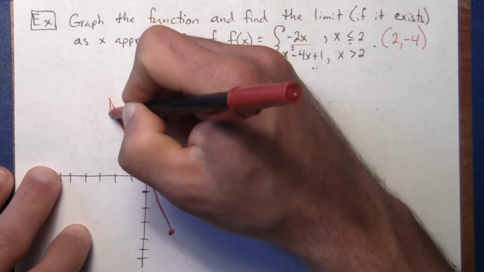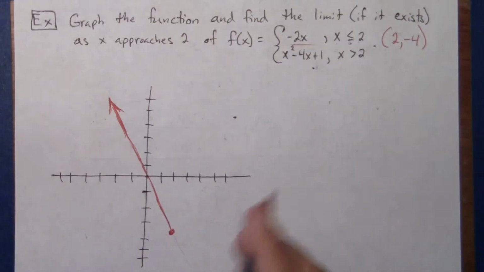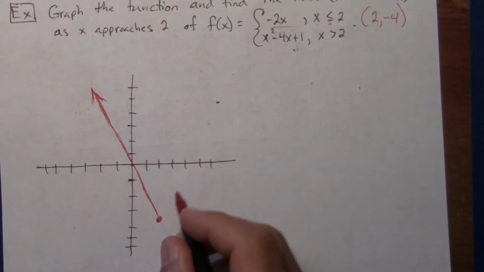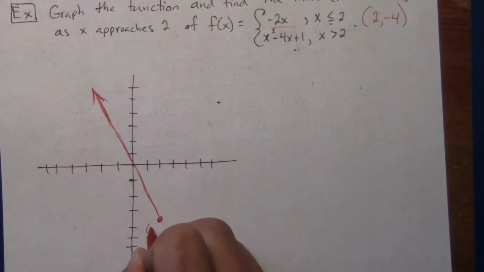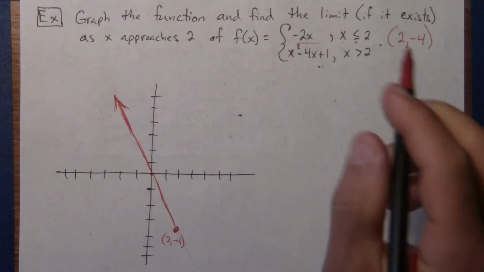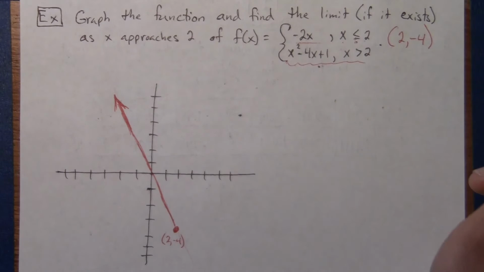And it will continue to go on forever. And so I don't need this part of it. So hopefully you made that really light. Now it might be a good idea to label this point as (2, -4), so you can refer to it. Alright, now let's go ahead and take a look at the parabola.